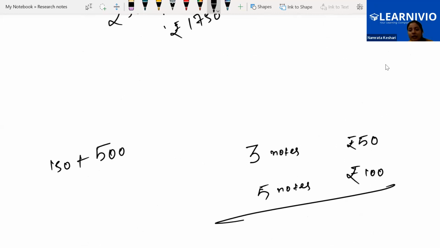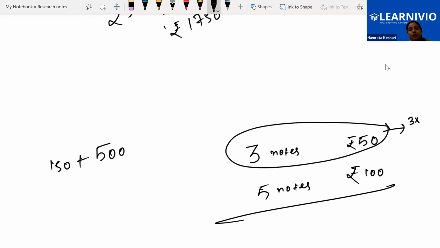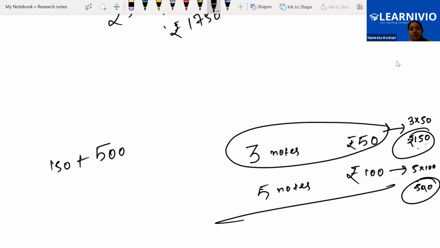How will we be doing the calculation, Arya? We are having 3 notes, no? So we will be doing 3 into 50. That means total 150 rupees we are having over here. And 5 notes of rupees 100, so 5 into 100, that means 500 rupees over here. So 500 and 150, that means 650 rupees in total. Are you getting it, Arya? Yes, ma'am.